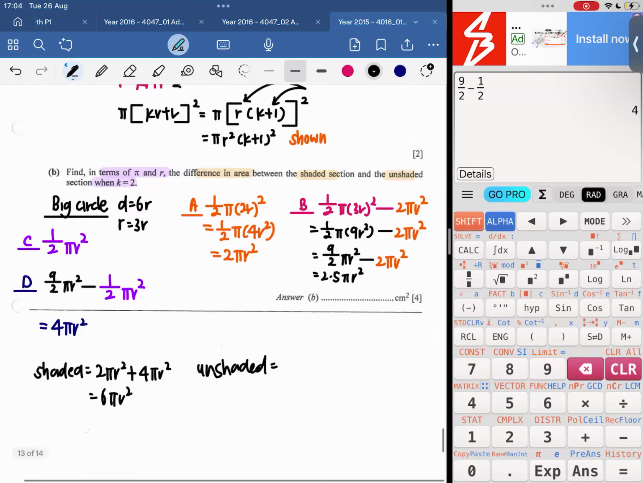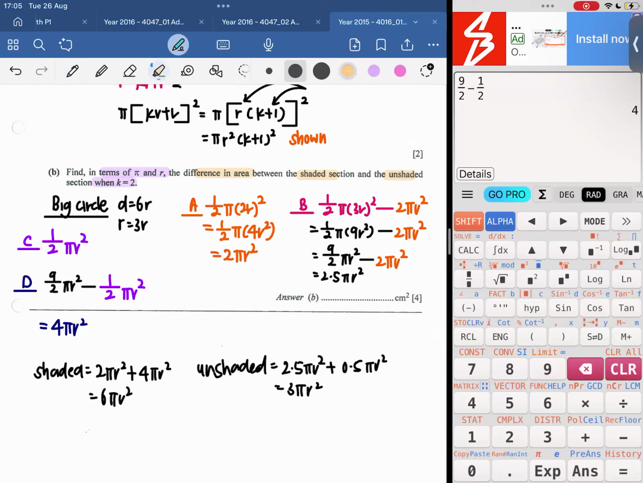So unshaded is B and C. B is 2.5 pi r squared, C is half pi r squared, which makes 3 pi r squared. So the difference between shaded and unshaded is 6 pi r squared minus 3 pi r squared, which is 3 pi r squared. And we got it. Not too bad, right?